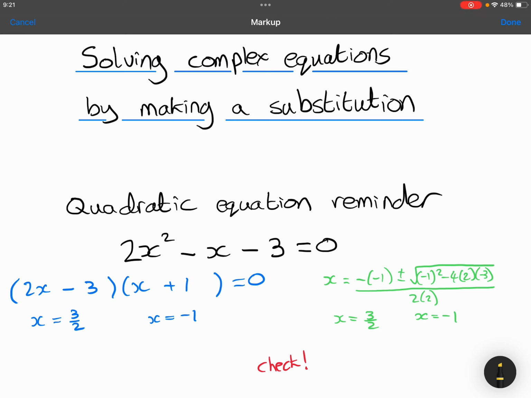And it's always a good idea to check your answers to see if you've definitely got them correct. What I mean by checking is take one of the x values. For example, if I want to check to see if 3 over 2 is correct, I can substitute 3 over 2 into this equation here and here. And as long as all of this equals 0, I know 3 over 2 is a valid solution to the equation.